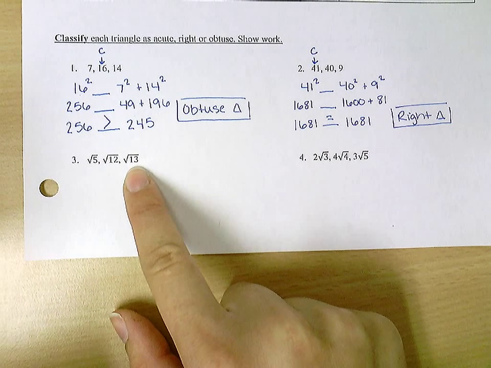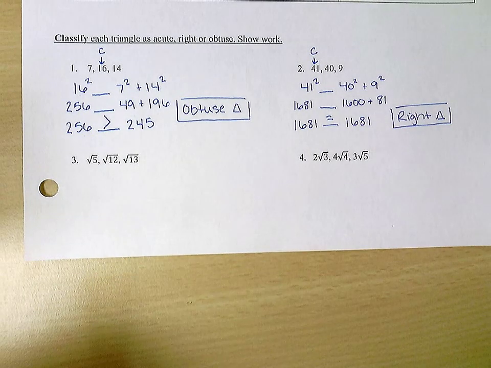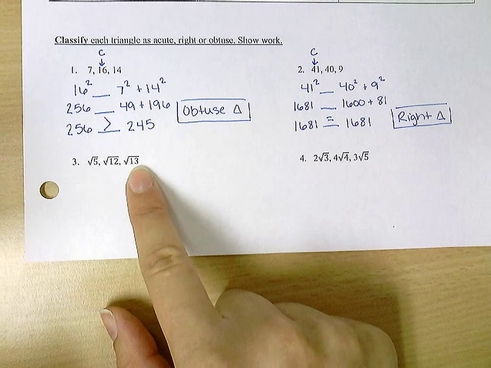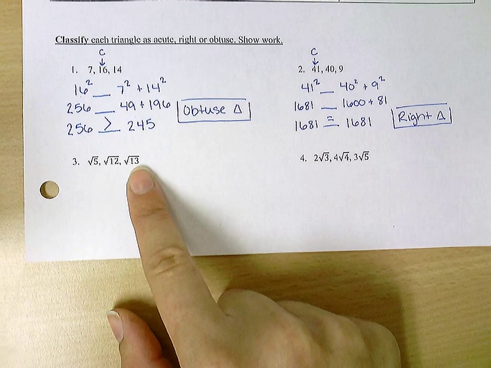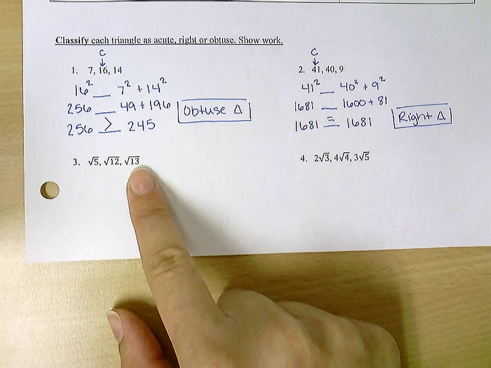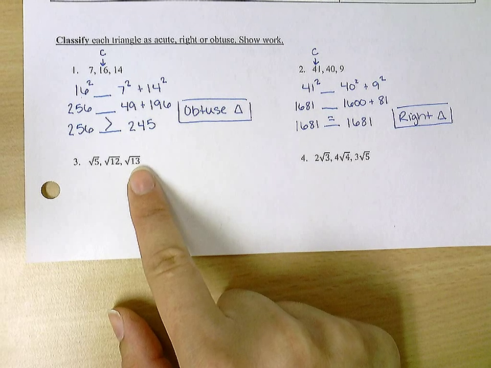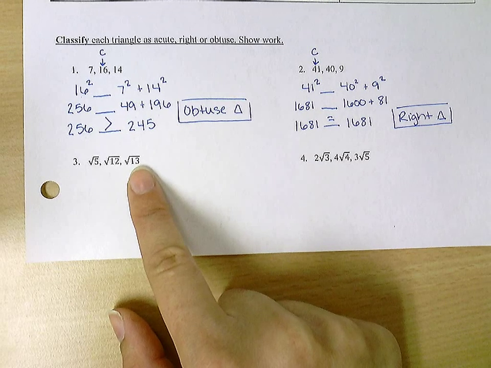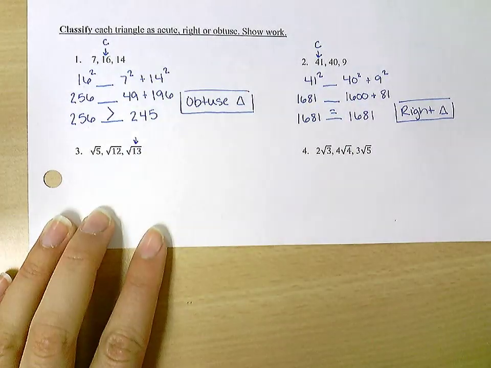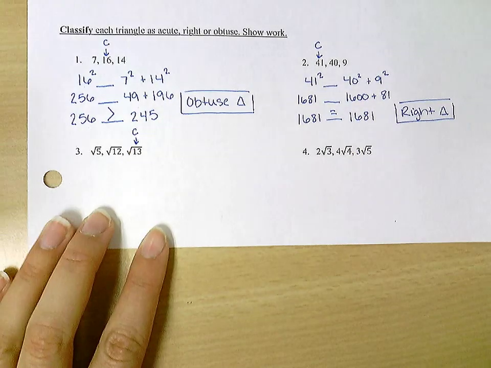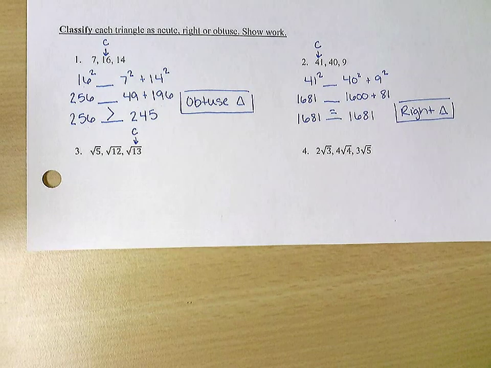But I still have to check the square root of 13. And that's about 3.6. So that is going to be my greater side. Okay, so if you don't know which root is larger, plug it into your calculator, find those decimal approximations to decide which one is your C value. So in this case, the square root of 13 is my C value. It is the greater root. Now when I plug these in, I do want to keep them in that square root. And you'll see why in a couple seconds here.